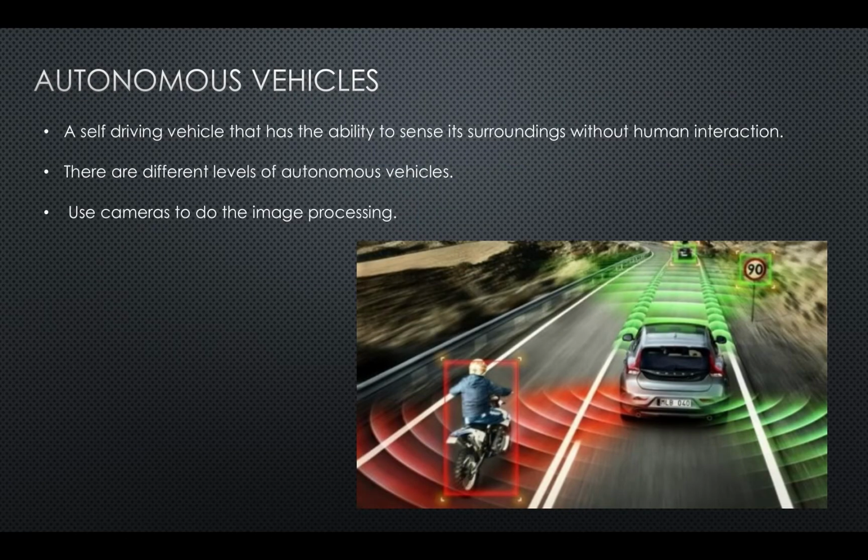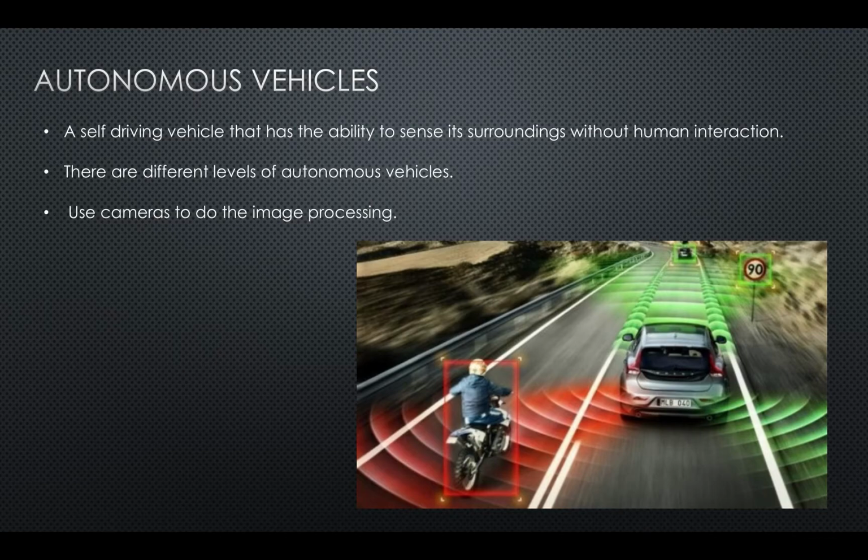What are autonomous vehicles? Autonomous vehicles are self-driving vehicles that have the ability to sense their surroundings without human interaction. There are different levels of autonomous vehicles. Some of these levels range from fully autonomous to semi-autonomous vehicles, meaning they may require some human interaction.